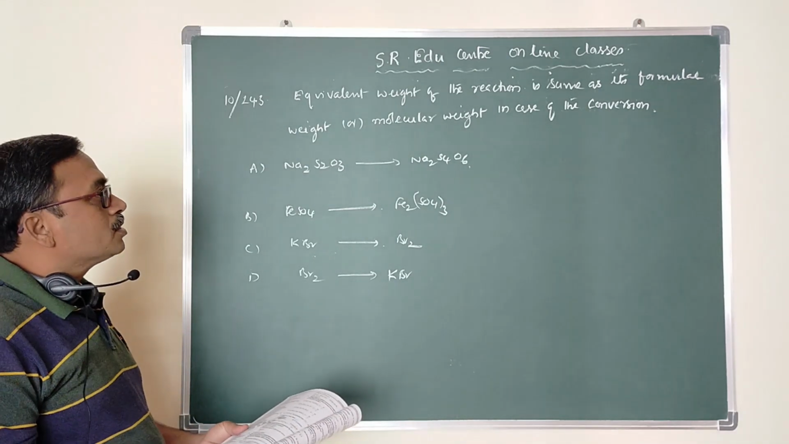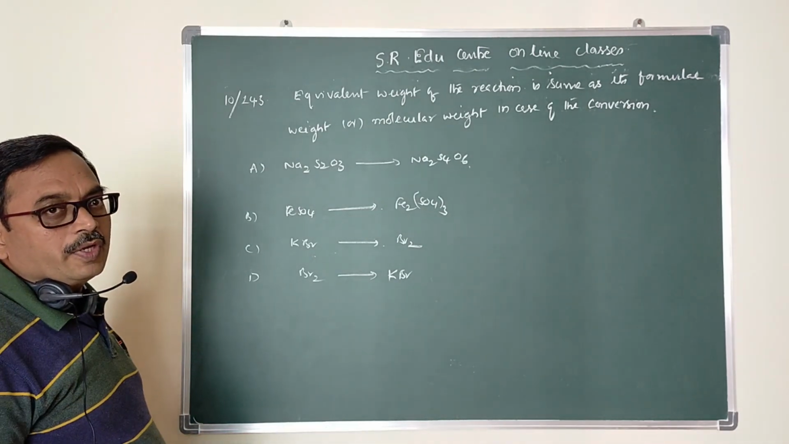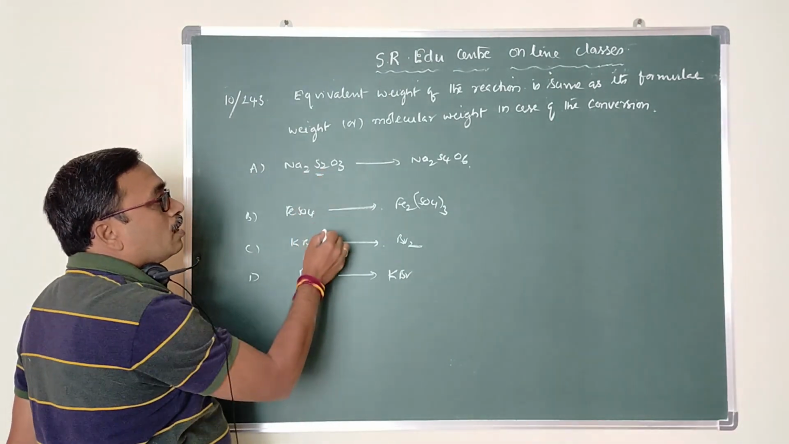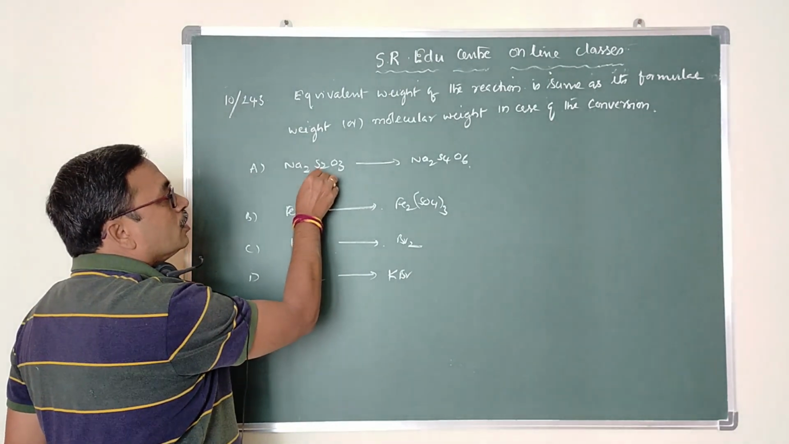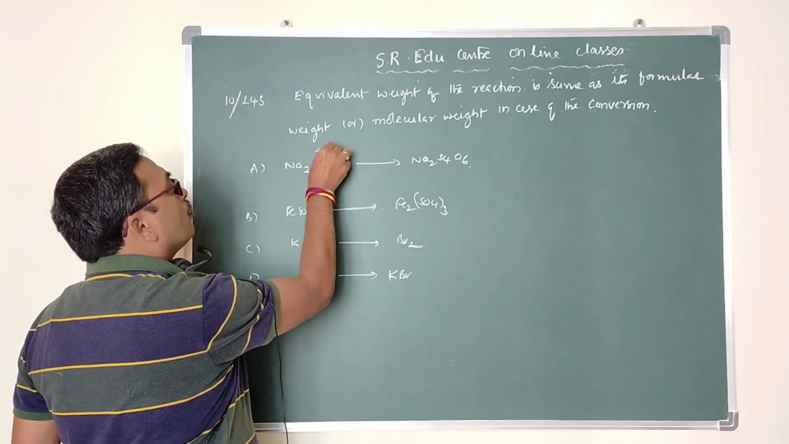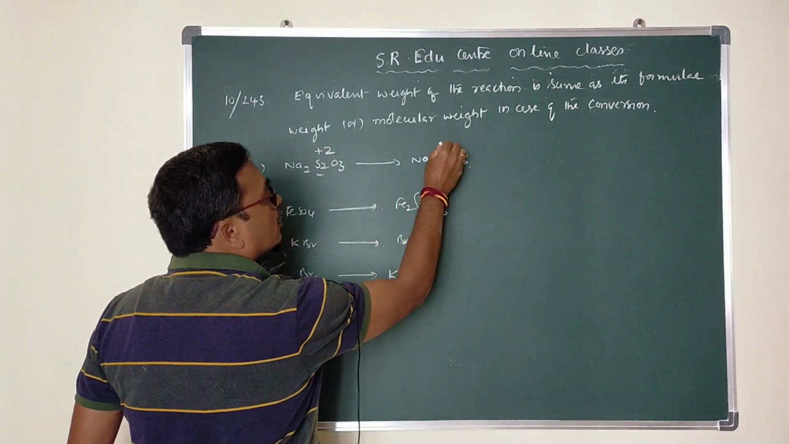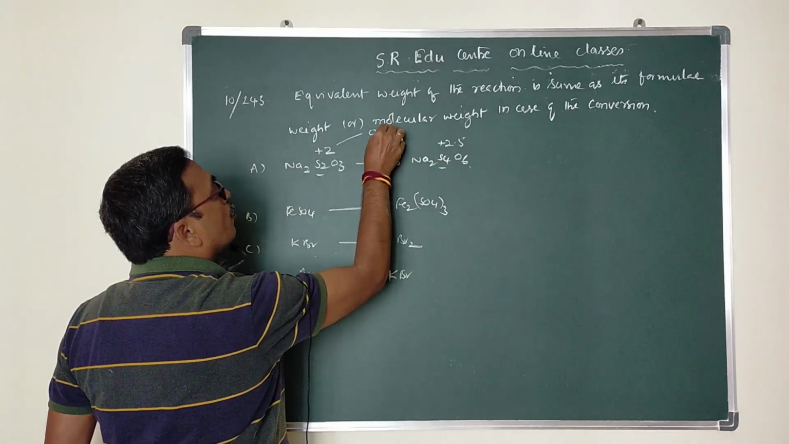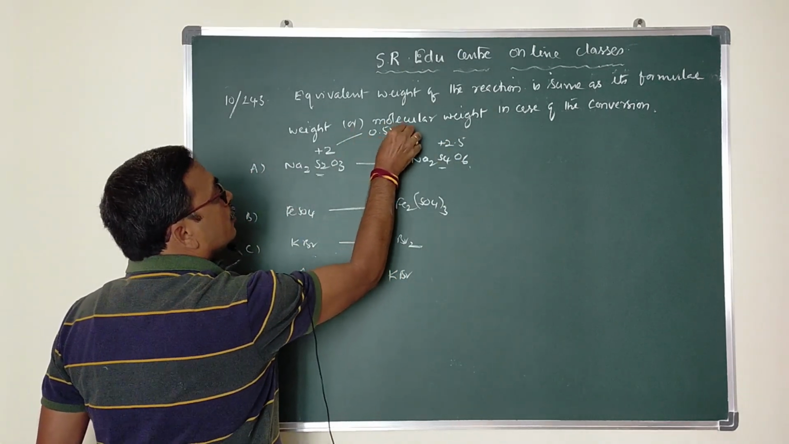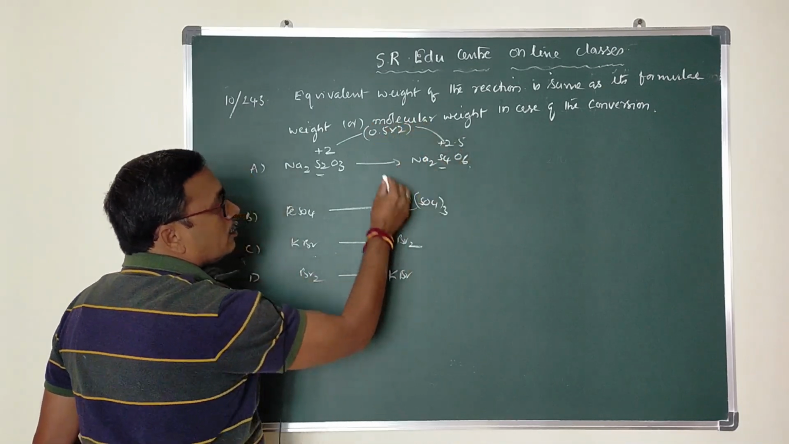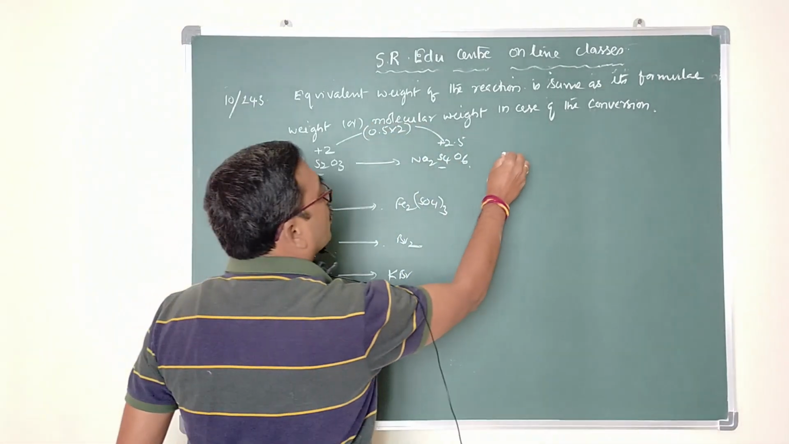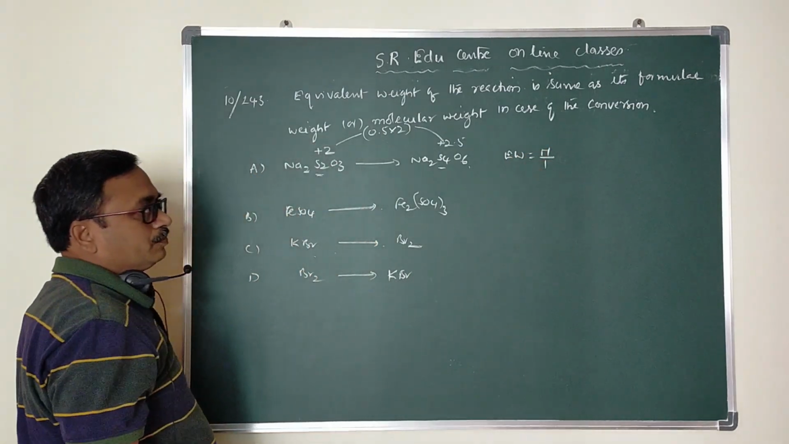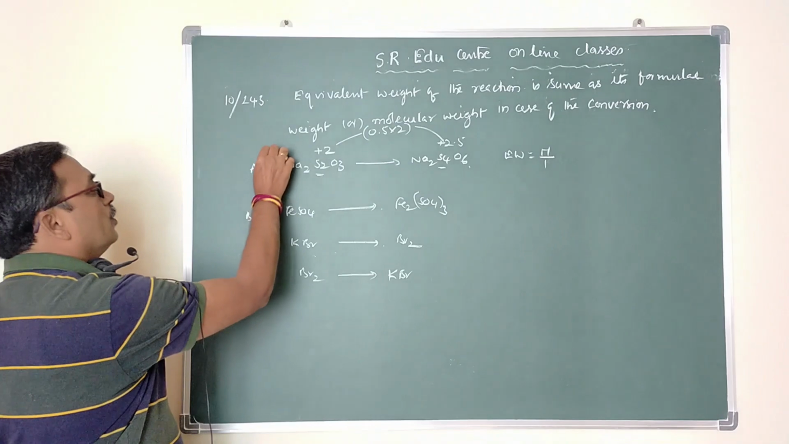Equivalent weight becomes equal to molecular weight when n factor is 1. See, we calculated the oxidation state of sulfur in hypo in the previous problems. We got +2 here. In the product, +2.5. Change in oxidation state is 0.5 per atom, or per molecule 0.5 into 2. Therefore, 1. So here equivalent weight is equal to molecular weight by n factor 1. So this is the correct one.